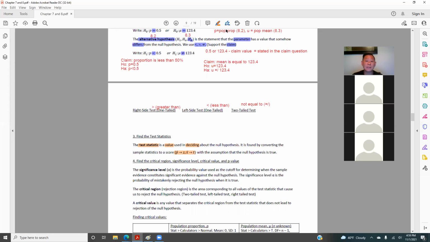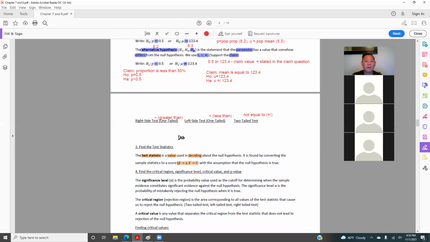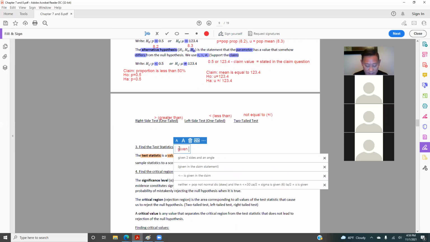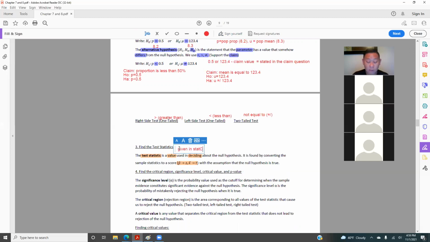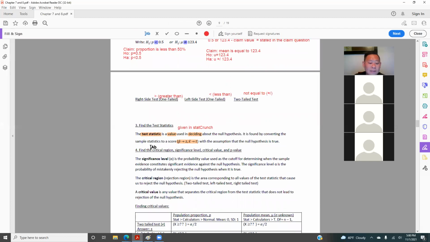And this test statistic is given in StatCrunch. So if you look at your online homework and you say, help me to solve this to find the test statistic, they give you very long formulas to figure it out. You do not need to worry about it because your StatCrunch will give it to you. Okay. So I will tell you what all this is.